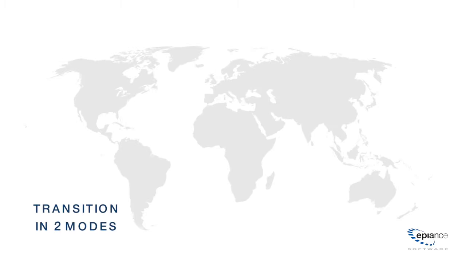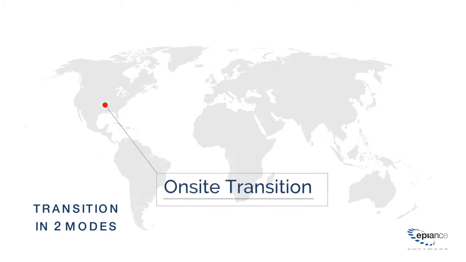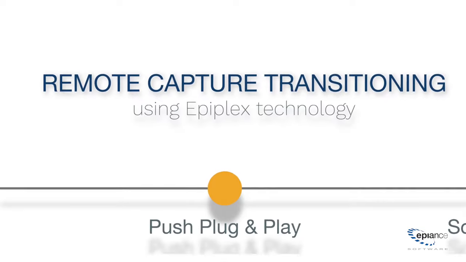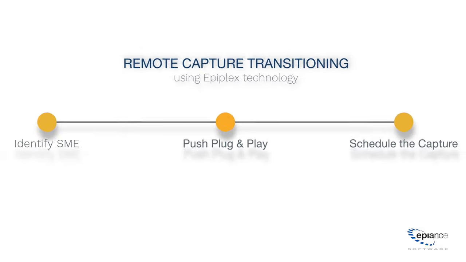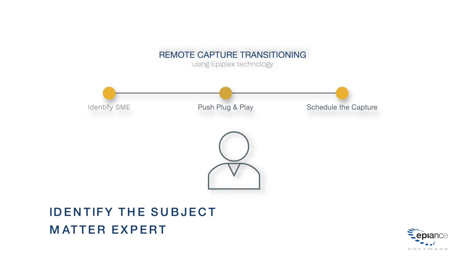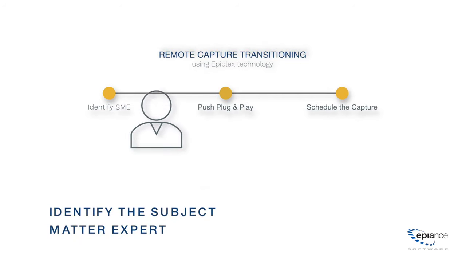Epiplex allows you to do your transition in two modes: by you traveling on-site to the customer location and using the zero-footprint capture and developer engine, or by using the remote capture technology. You decide to use the remote capture technology for the first batch of transitions. As a first step, you need to identify the subject matter expert whose process knowledge is going to be captured.